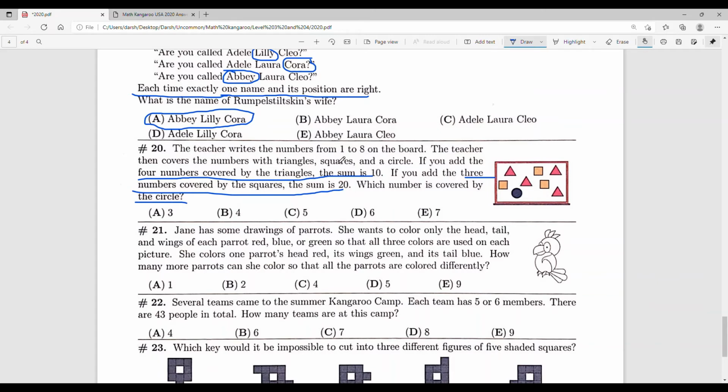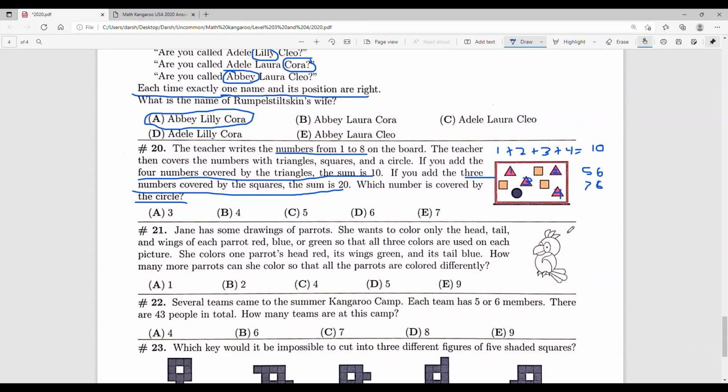So we know the numbers are from 1 through 8, and there are 4 numbers covering the triangle, and the sum is 10. We already know what the 4 numbers are, because 1 plus 2 plus 3 plus 4 equals 10, and this is the only possible combination that works, because if we were to go like 1 plus 2 plus 3 plus 5 or anything higher than any of these numbers, it would become larger than 10. So the least 4 numbers are the only possibility for what could equal 10. So we know that the triangles are 1, 2, 3, and 4. So that means we are left with 5, 6, 7, and 8.